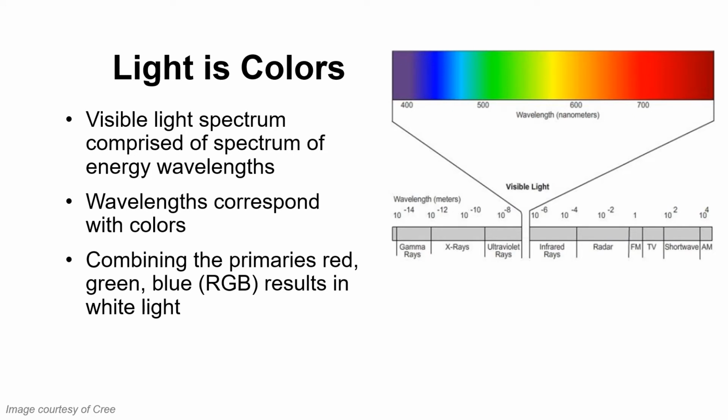The visible light spectrum is comprised of wavelengths corresponding with different colors. The primary colors are red, green, and blue, which lighting folks abbreviate as RGB. Combined, these wavelengths form white light and the basis of color perception.